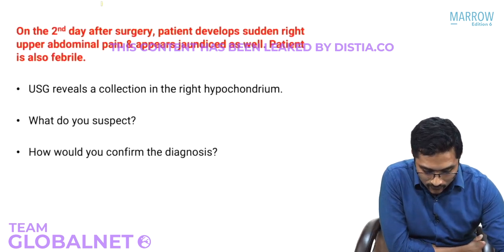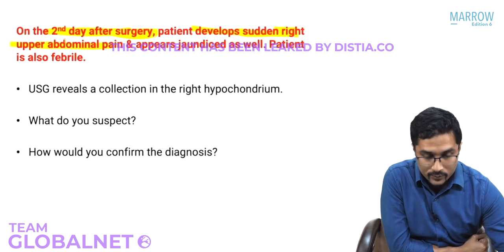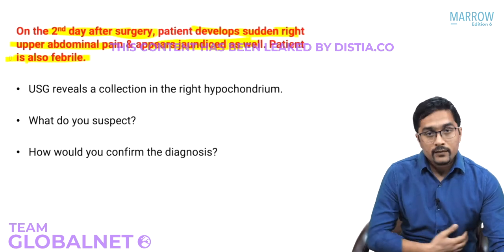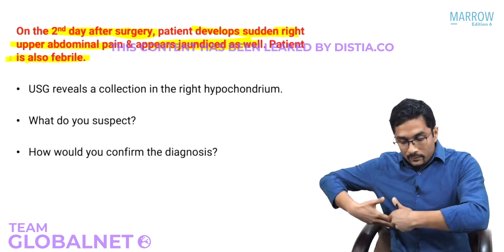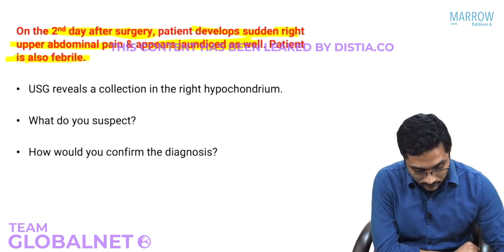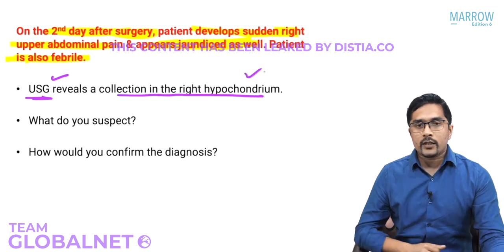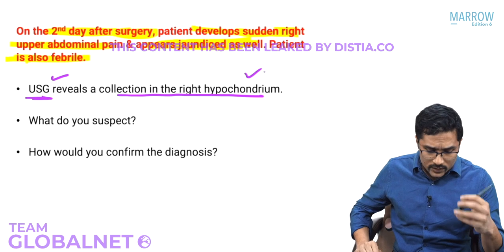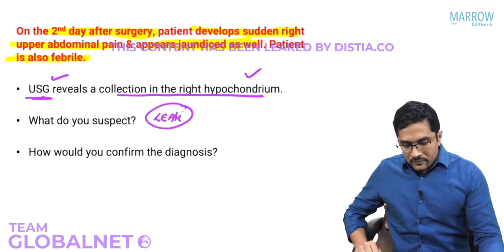On the second day of the surgery, unfortunately, the patient develops sudden right upper abdominal pain and the patient is jaundiced and febrile. Now what do you suspect? This scenario has also been asked in the exam. Post-cholecystectomy, right upper abdominal pain, jaundice and fever. So we are suspecting a leak. You do an ultrasound. There is a collection in the right hypochondrium. So that further tells you that there is a leak post-surgery.